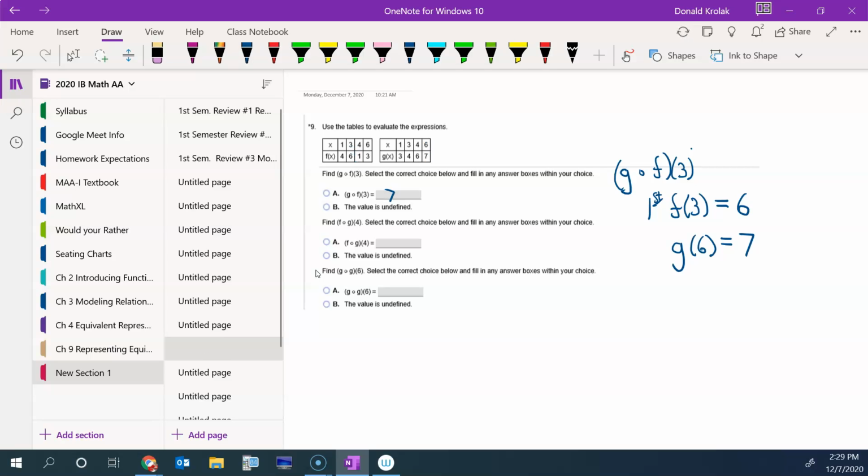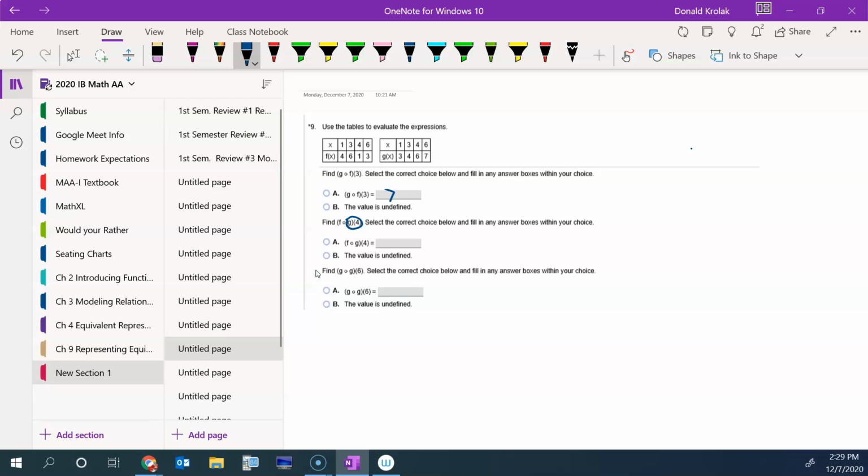Right? Our next one is f of g of 4. So I'm going to start with g of 4. So go up here, g of 4 gives me a 6. Now that 6 is going to go into f. So f of 6, now there's 6. That ends up giving me 3.